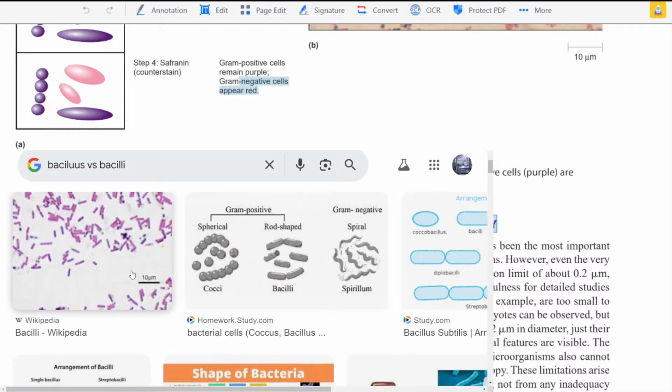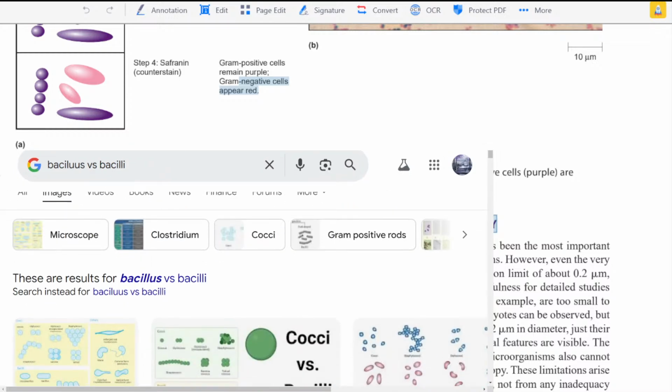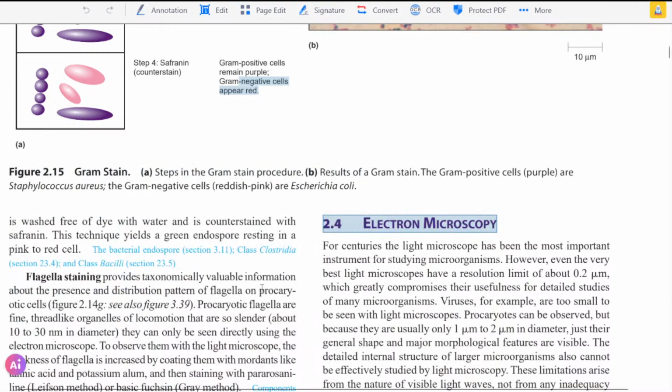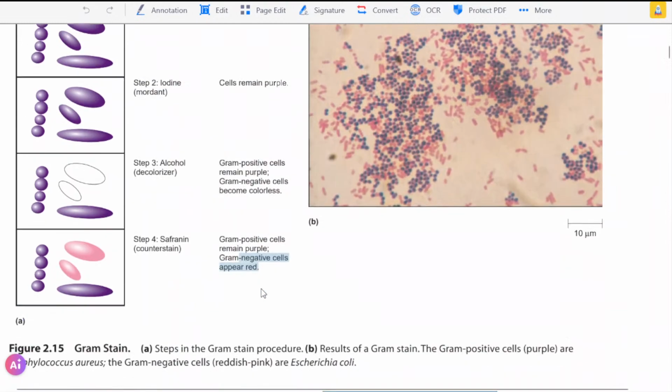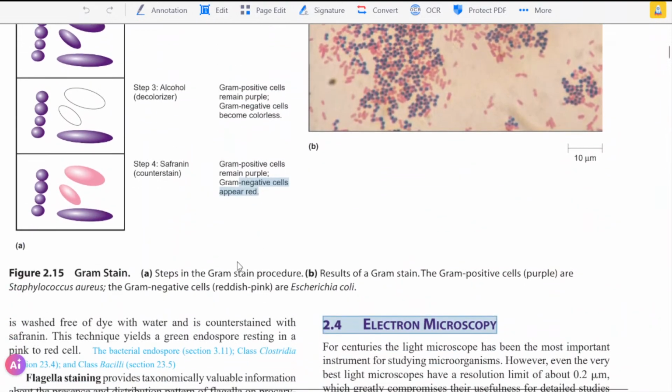Look, they took the diagram from here. Maybe not. They just look similar because they are all bacteria. Alright, wait, is there something written here? Steps in the gram staining procedure. Result from the gram stain. The gram positive cells, purple, are Staphylococcus aureus. The gram negative cells, reddish pink, are Escherichia coli. Alright, so this is the real picture, okay? Real life bacteria, the picture taken from the microscope.